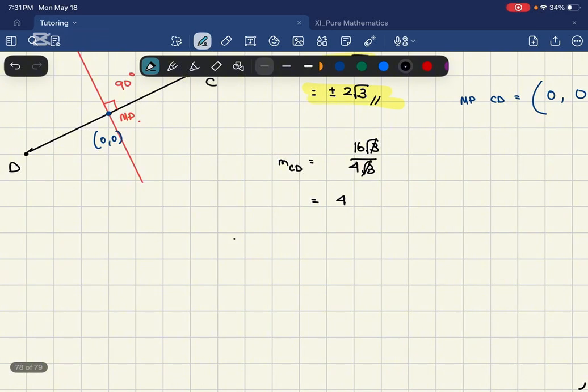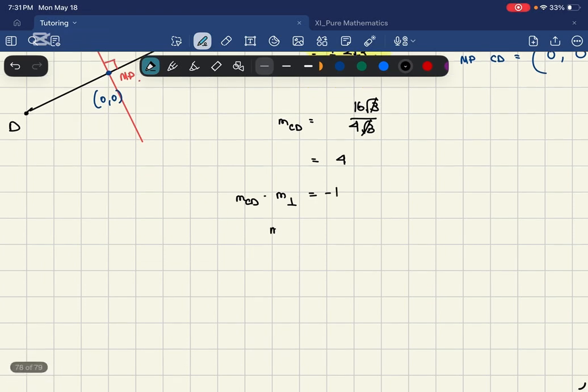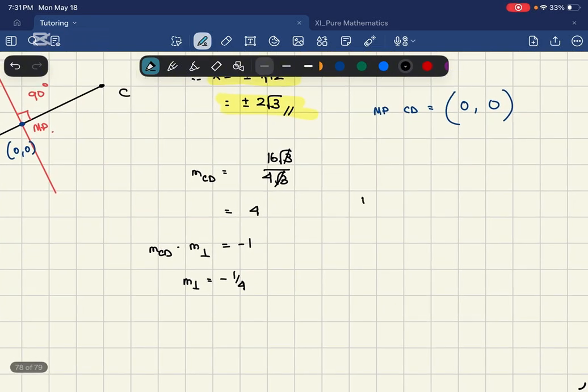So now for the equation of the normal line, m of CD times m of this perpendicular bisector is going to have to be -1 because they intersect at 90 degrees. So m of this perpendicular bisector has to be -1/4. And now we can finally make the equation. y minus y1 is m perpendicular times x minus x1. And remember, y1 and x1, they pass through the midpoint, so these are going to be 0. So it's just y = -1/4 x. That is my final answer.